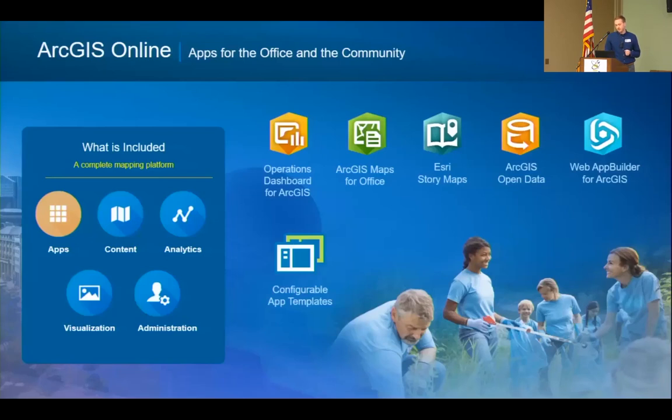We also have a component called ArcGIS Open Data, which is a platform that allows you to take data that you've added to ArcGIS Online and make it easily available for the public to access and download. So there's a lot of movement in state agencies to provide more transparency in data, and a lot of states are taking advantage of this open data platform to do that.